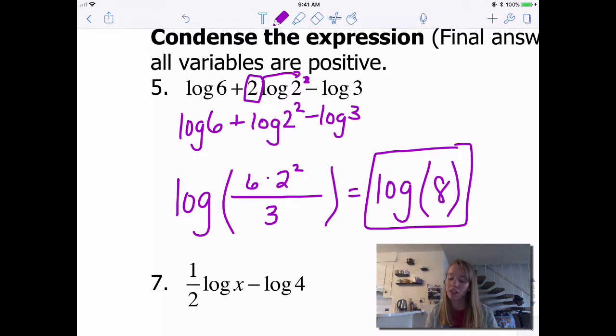So you can see that actually that looks like a nicer thing to put into our calculator. You could actually plug that straight into your calculator and get a real answer.